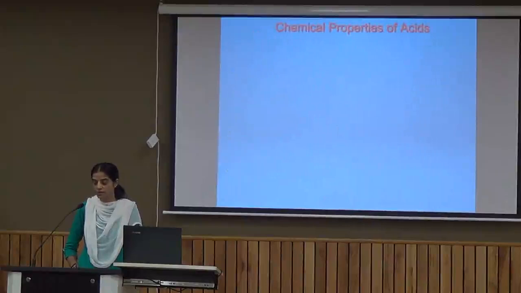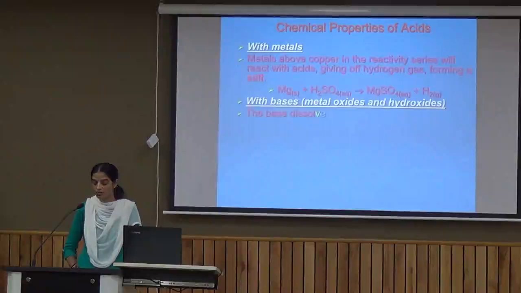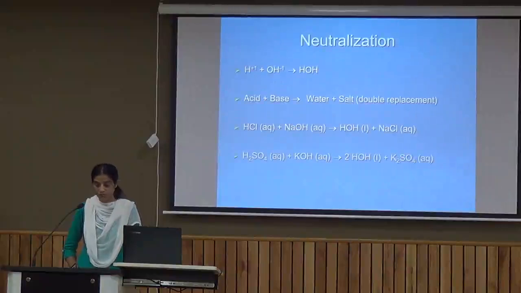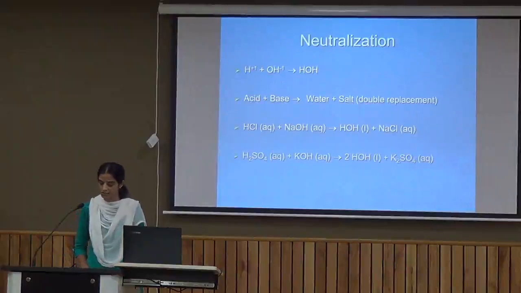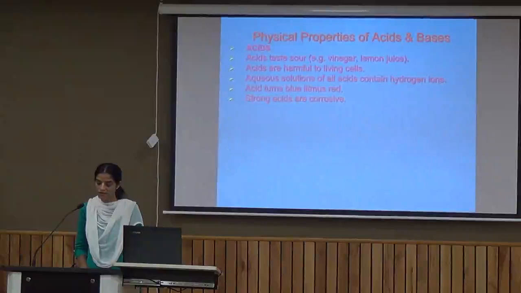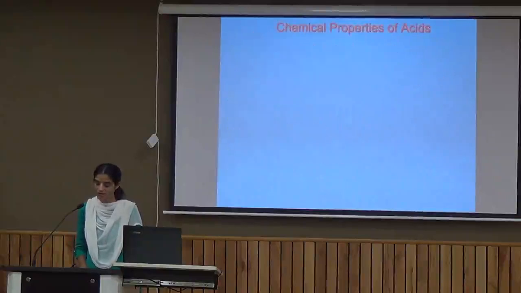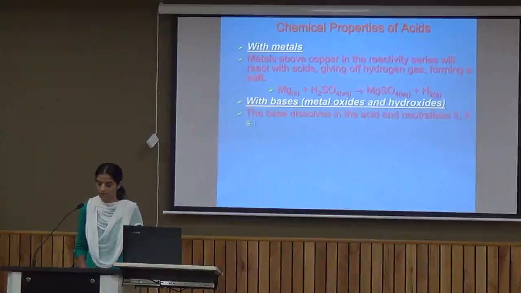Next, we come across the chemical properties of acids and bases. When we talk about chemical properties of acids and bases, basically we refer to the reaction of acids and bases with different substances. Like the very first example shown here, that is chemical properties of acids, and in this category we have the reaction of acids with metals. Let us see.